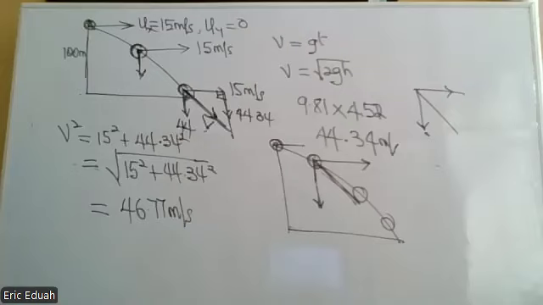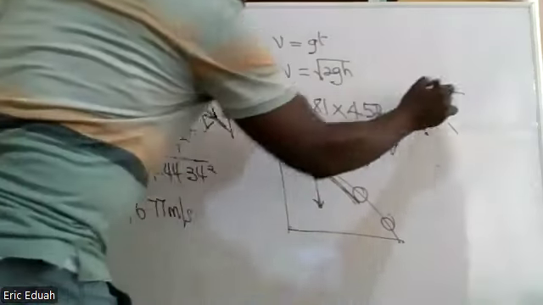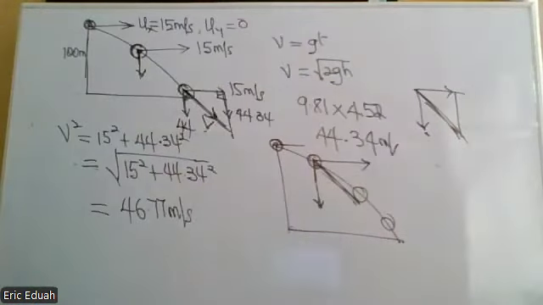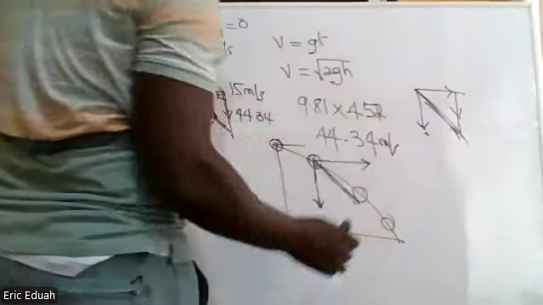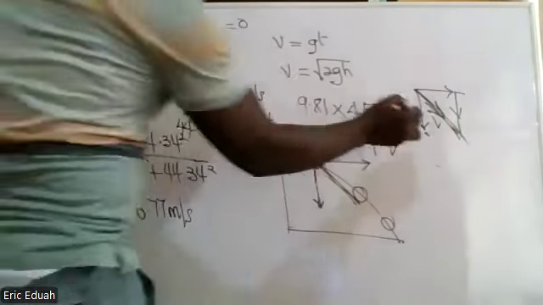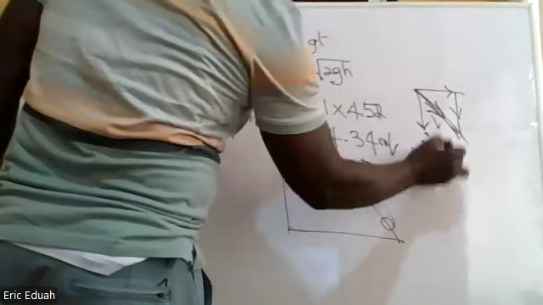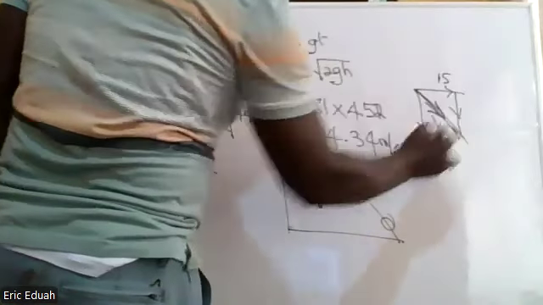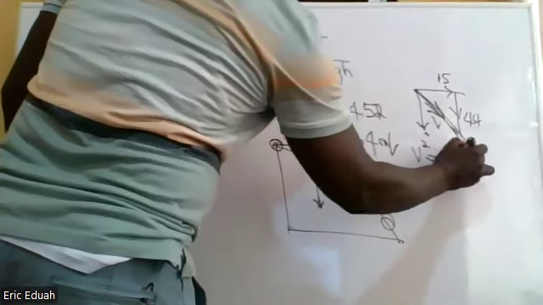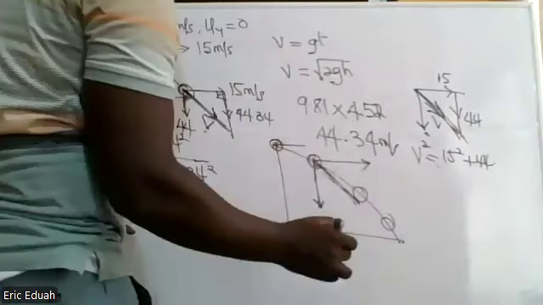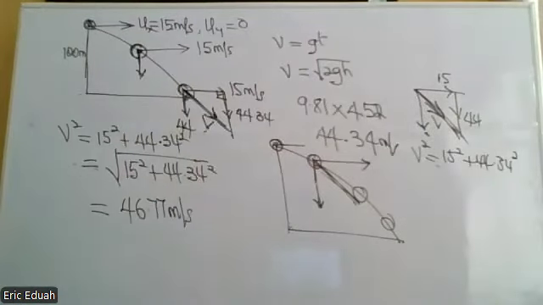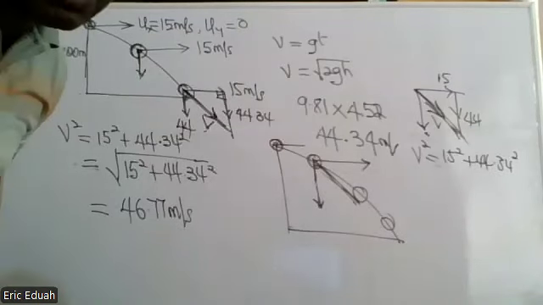All right. So we resolve this into rectangular components, and it will form a right-angle triangle. This part which we are looking for is the resultant. So the hypotenuse, v squared, is equal to, this is given as 15, we got this as 44.34. So v squared is 15 squared plus 44.34 squared, and the result is 46.77.